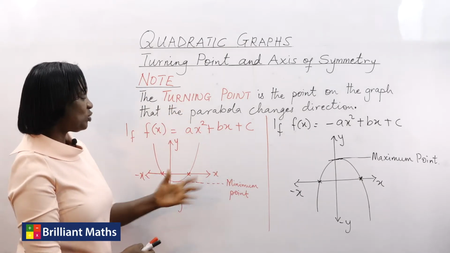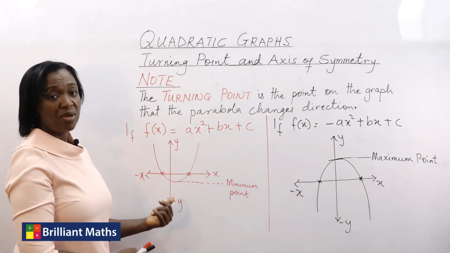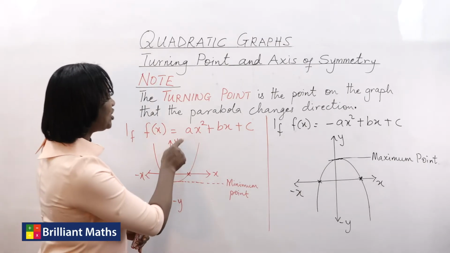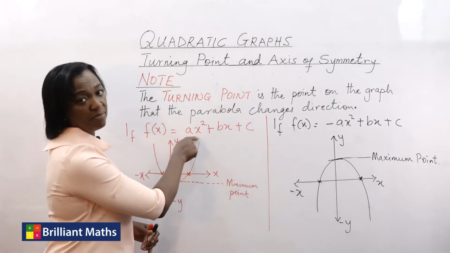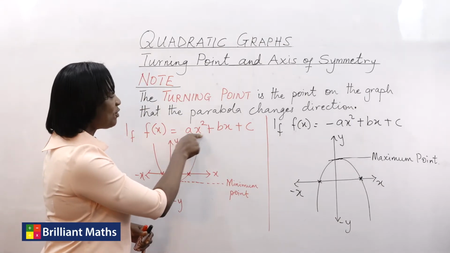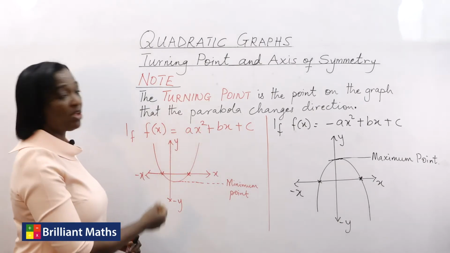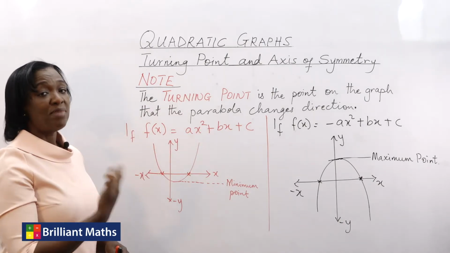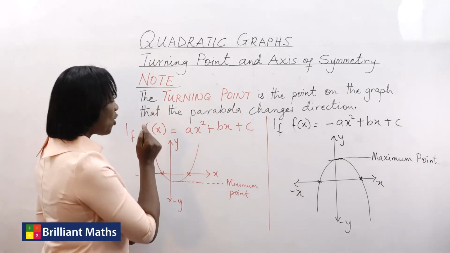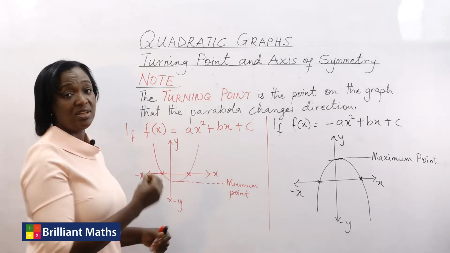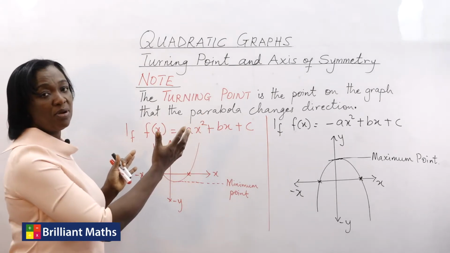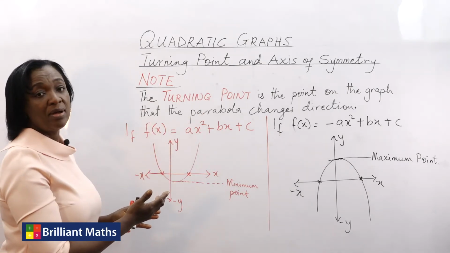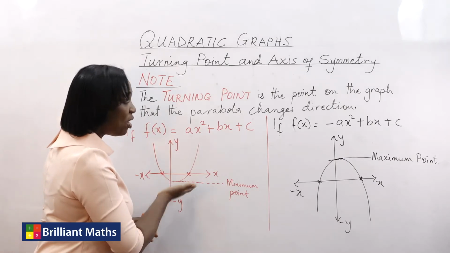But what determines whether it's a minimum or maximum point is the coefficient of the quadratic term. When the coefficient of the quadratic term is positive, then you have a parabola that opens up and looks like a cup. So it has a minimum point.